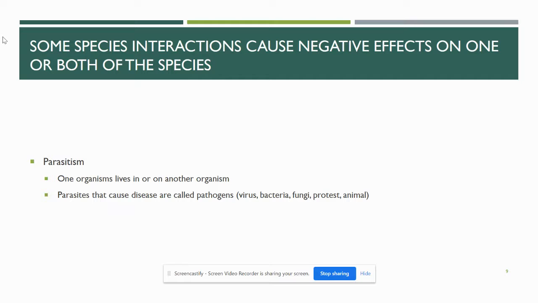Parasitism happens when one organism lives in or on another organism. If it is a parasite that causes a disease, it's called a pathogen. So examples here would be a virus, bacteria, fungi, I should say protist, or animal.